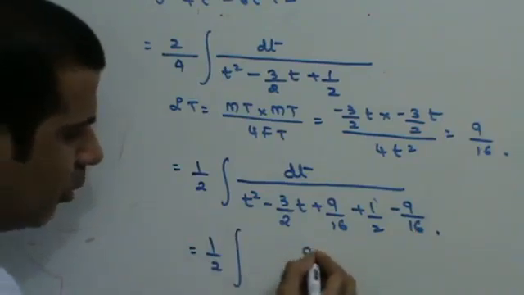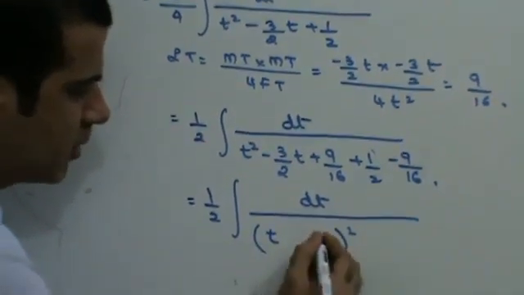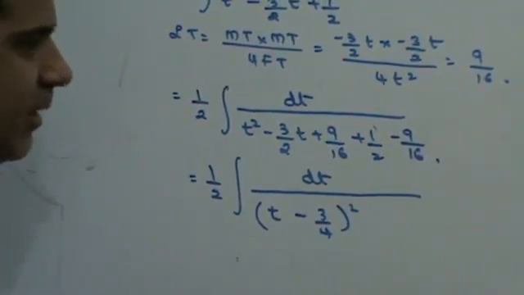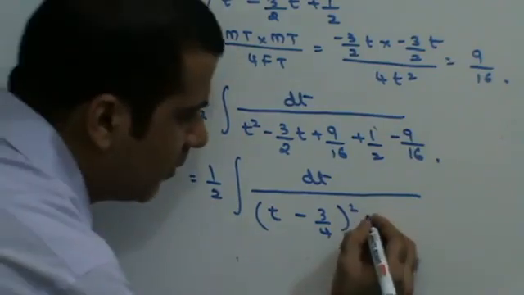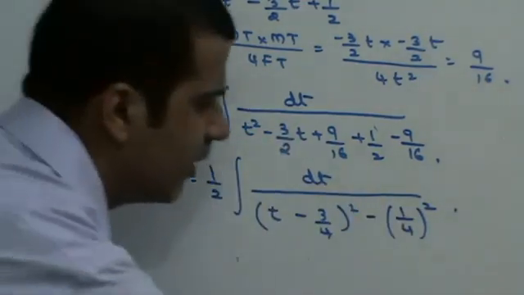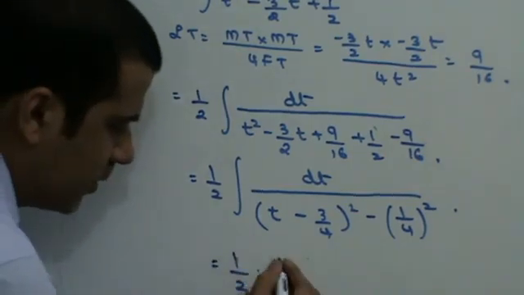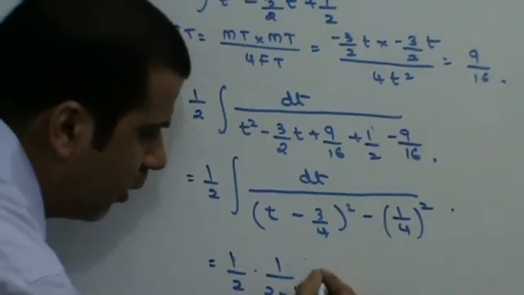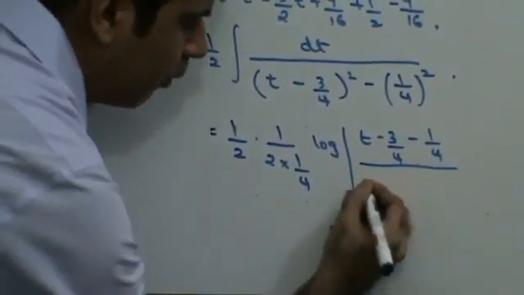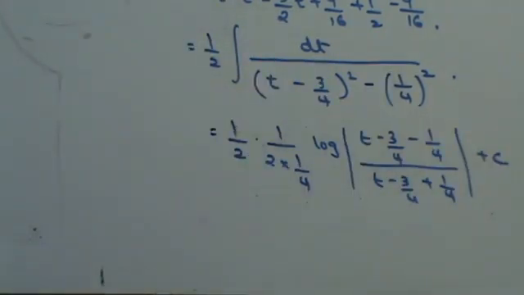1 upon 2 integral of dt upon perfect square. How do you find out? Square root of the first term, square root of the last term, sign of the middle number. 16, that means 8. 8 minus 9 is minus 1. So this can be written as minus 1 upon 4 the whole square. Same formula that we used in the last sum. Integral of 1 upon x square minus a square, which is nothing but 1 upon 2a log mod x minus a upon x plus a plus c.